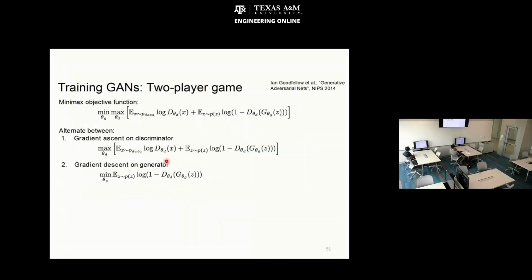Okay, so how do you train this GAN for this minimax? By the way, the derivation of the objective function is very beautiful, actually. But due to the scope of this course, we cannot talk about it. I would strongly recommend you to look into those.